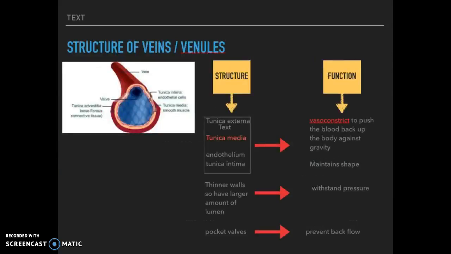So quickly, the structure of veins and venules. They have a tunica externa, tunica media, and an endothelium, tunica intima, and this means they can vasoconstrict to push the blood back up the body against gravity, and it maintains its shape. It also has a thinner wall, so a larger amount of lumen is in there, so it can again withstand pressure, and it has pocket valves to prevent backflow.